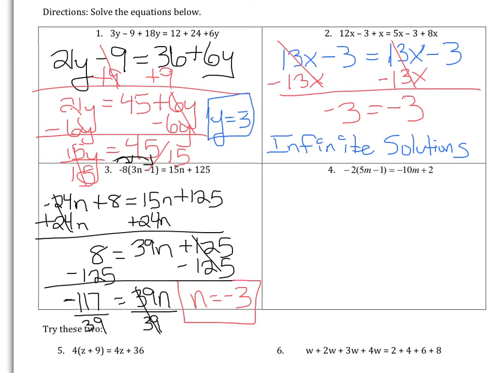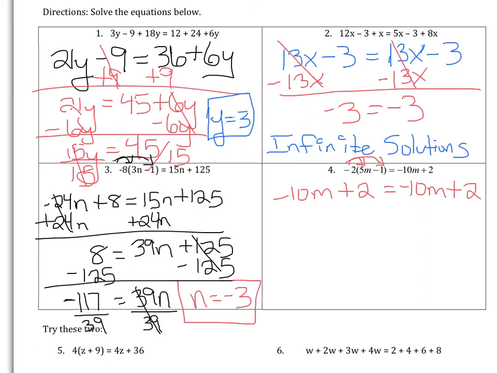Number 4, I'm going to start the same way as I did with number 3. I'm going to distribute the 2. So I'll get negative 10m plus 2. A negative times a negative is a positive. Equals negative 10m plus 2.